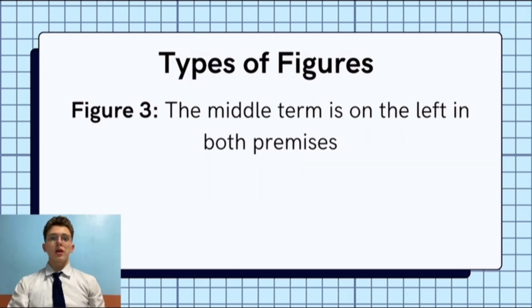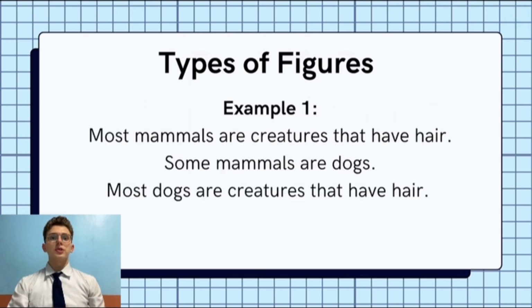For figure 3, the middle term is on the left in both premises. Example 1. Most mammals are creatures that have hair. Some mammals are dogs. Most dogs are creatures that have hair. In this example, the middle term is mammals. It appears on the left in both premises, meaning it is a figure 3 argument.